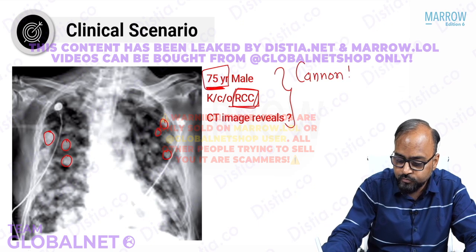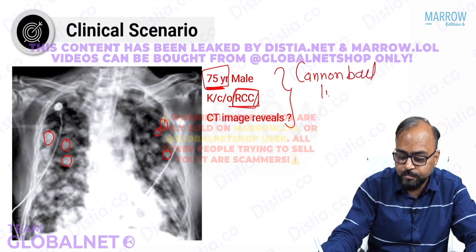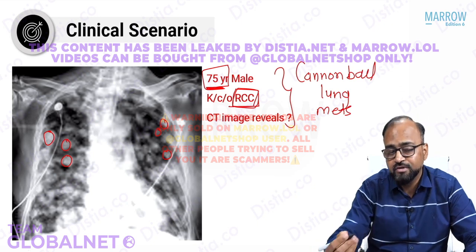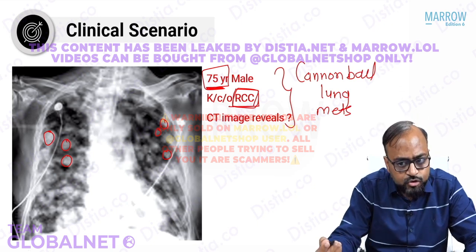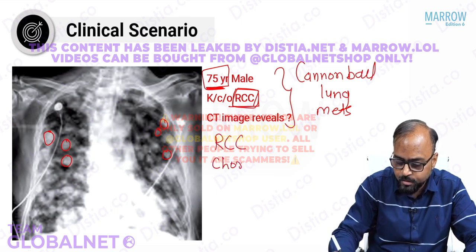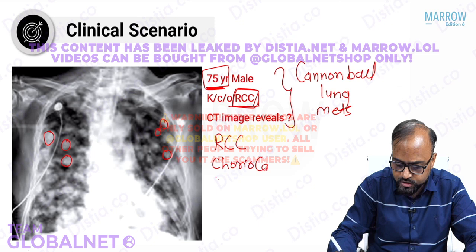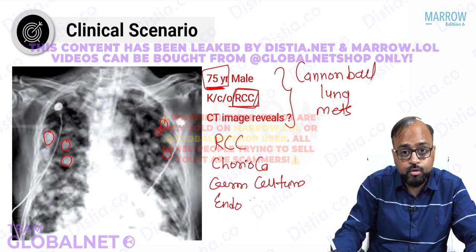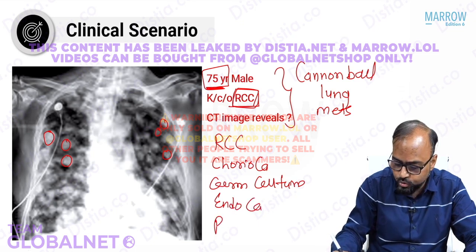cannonball lung metastasis. The name also indicates that it is a very aggressive condition. It is seen in aggressive tumors. Most commonly, it can be seen in RCC. It can be seen in choriocarcinoma, germ cell tumors, endometrial carcinoma, prostate cancer as well.